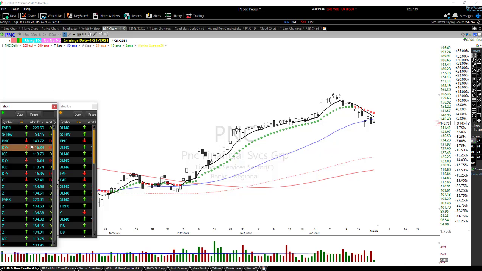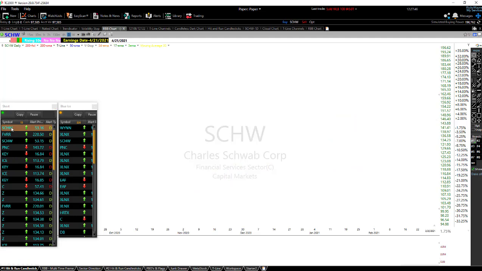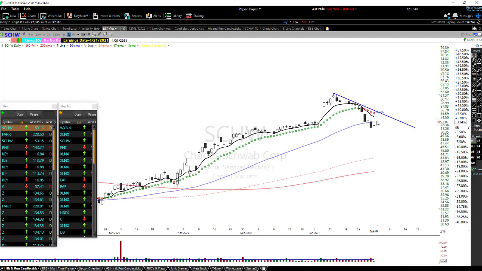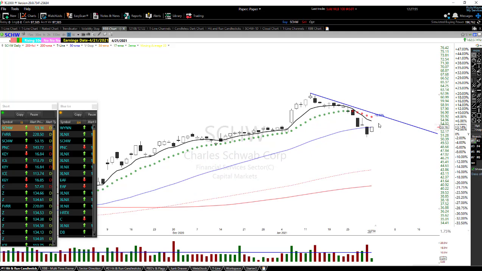That list is right here. This is that list right there. So SCHW was one of them, and here it's trying to come up, and it's still in a short position right now. It's not in a long position until it gives us a long pattern, some bullishness.